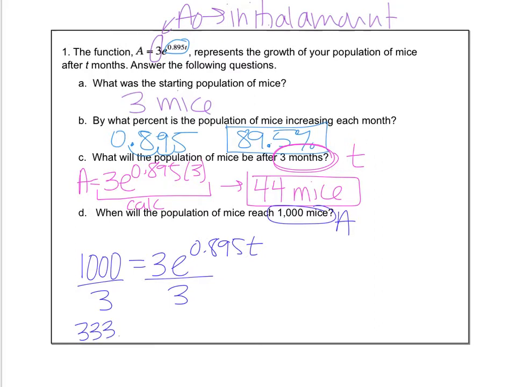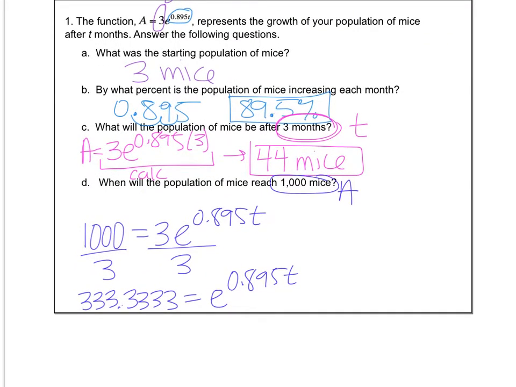That's 333.3333 equals e to the 0.895t. Again, I'd like 4 decimal places in the middle of the problem, but if you just want to keep it in your calculator and then take the natural log of it, that would be fine, because that's what you told me the next step is, right? Natural log, because that cancels out the e. 0.895t is equal to 5.809, I believe you should get.